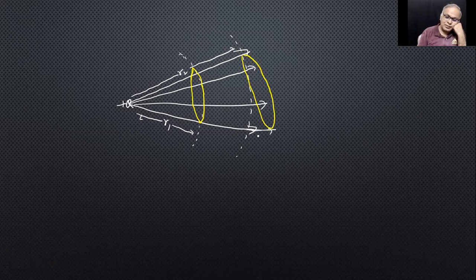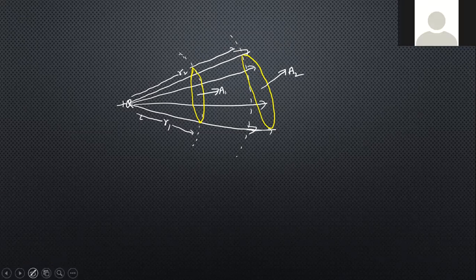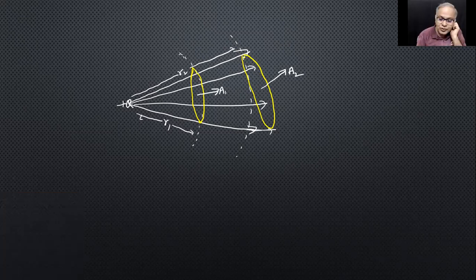Do you understand what I did? This is my A1. This is my A2. They're inclined differently. And I want to show that this is my projection of this. This is the projection, part of a sphere.